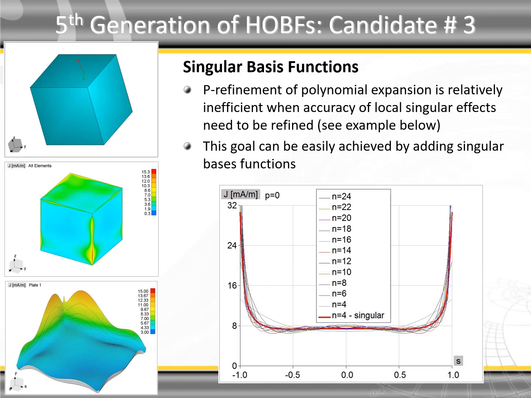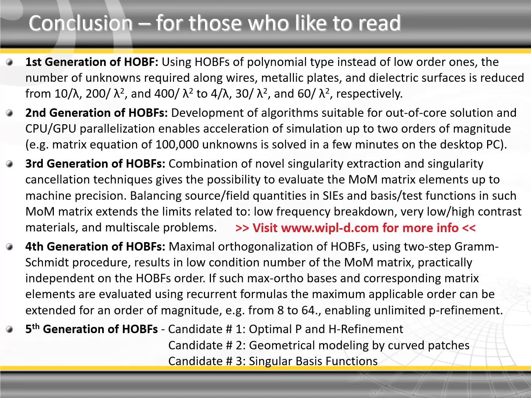P-refinement of polynomial expansion is relatively inefficient when accuracy of local singular effects need to be refined. This goal can be easily achieved by adding singular basis functions, as can be seen from figure right down. However, in general case, implementation of high-order basis augmented by singular basis is a difficult task, and we are still exploring how to do that. 5 generations of high-order basis are summarized in this conclusion for those who like to read.